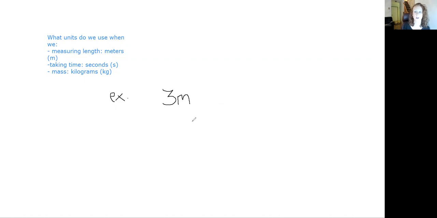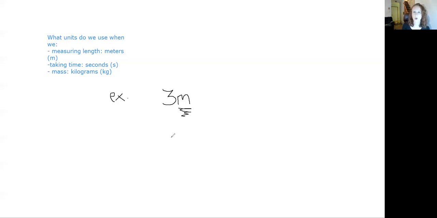Okay, 3m. This means a length of something that we're looking at is 3 meters. So it is very important that a number has a unit behind it. A number with no unit means absolutely nothing in physics, and it will be wrong moving forward since we are talking about this.